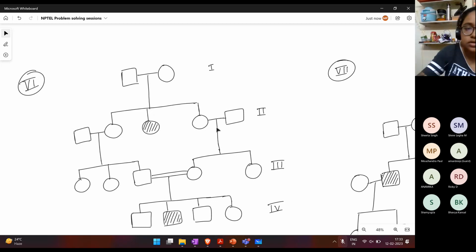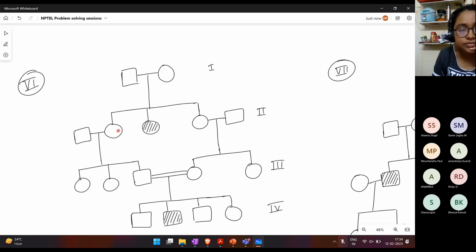Okay. If you have analyzed it yourself, whatever answer you have gotten, let's check whether it is correct or not. Here, none of the parents are affected, but one child is affected. So either the mutation has arrived for the first time, or the affected allele is of recessive type. Either of those possibilities are there.